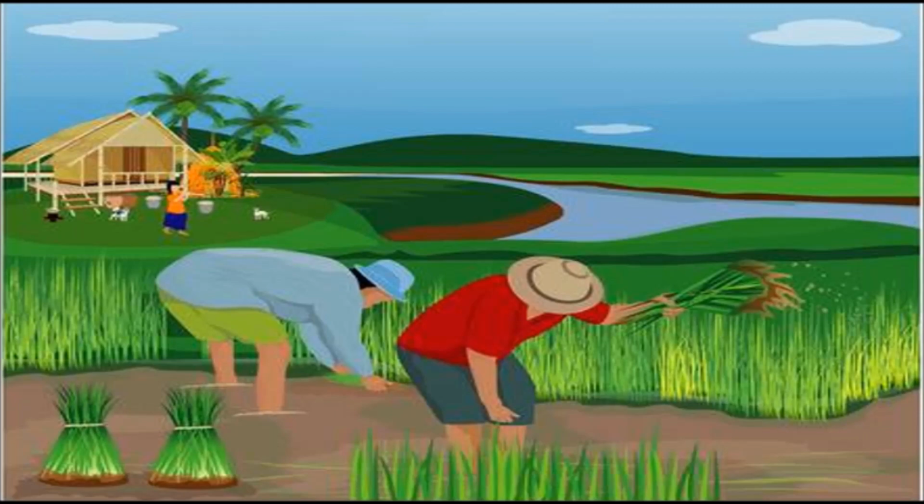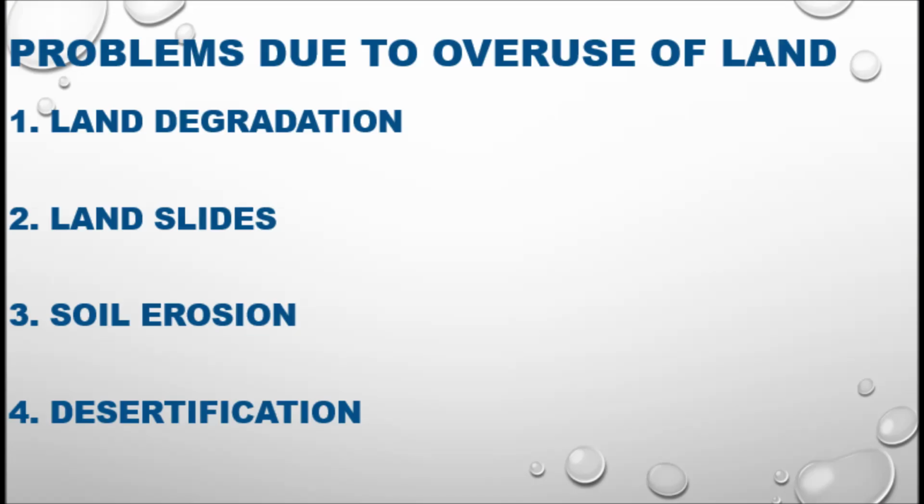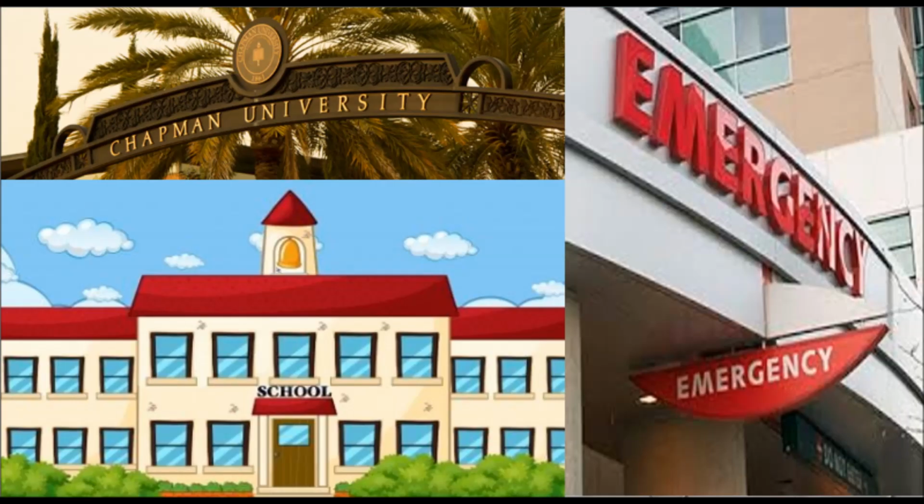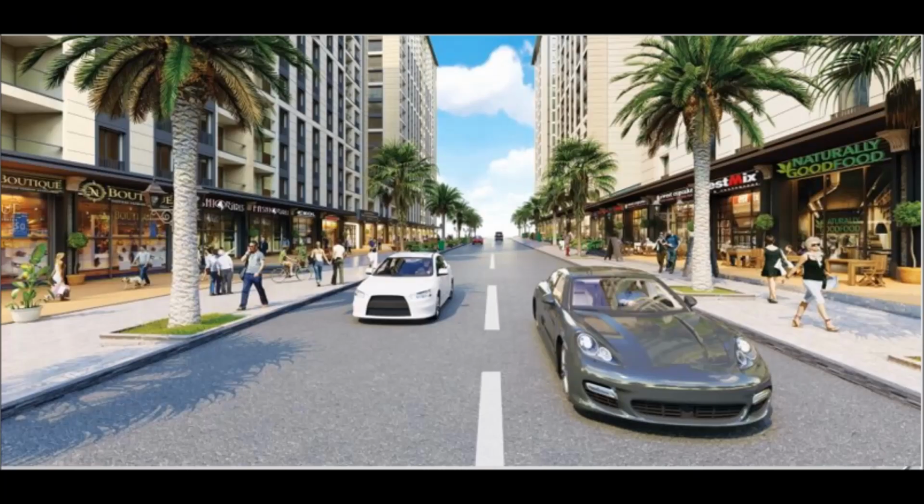Today, the overuse of land has resulted in a lot of problems. A few problems are land degradation, landslides, soil erosion, desertification. These are the major threats to the environment because of the expansion of agriculture and constructional activities carried on by both the people in urban as well as in rural areas. Let us understand each of these terms clearly.